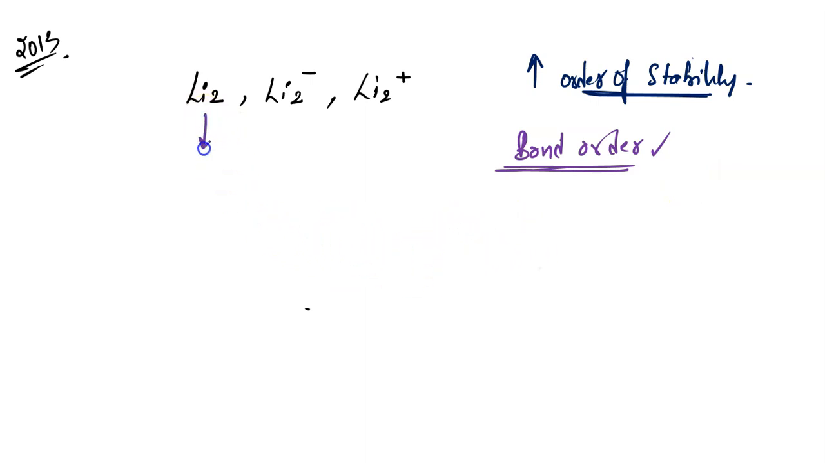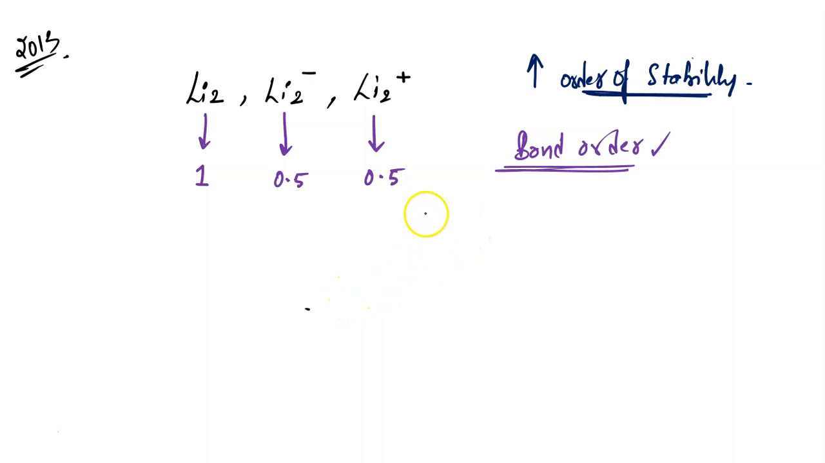Fine. So for Li2, using those shortcut formulae, the bond order of Li2 is equal to 1, the bond order of Li2 minus is equal to 0.5, and the bond order of Li2 plus is also 0.5. I'm again telling you, to calculate bond order, I have given a shortcut in another video. Please do watch it before you continue, or maybe after this video.